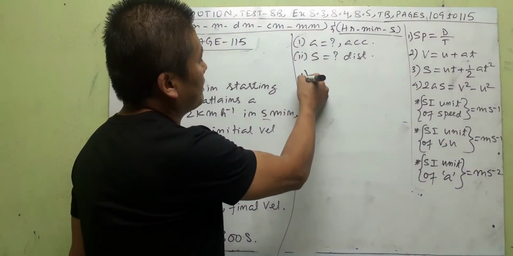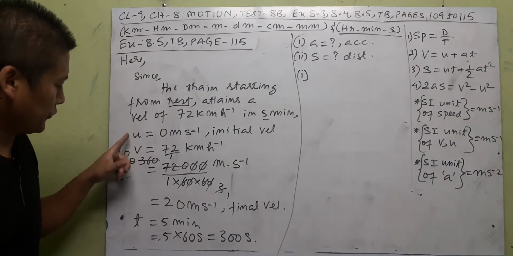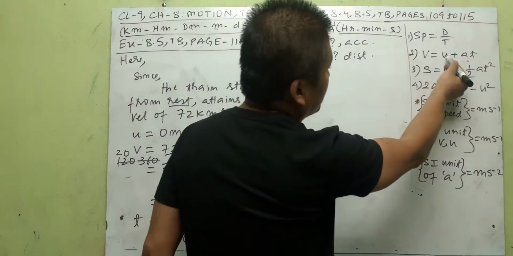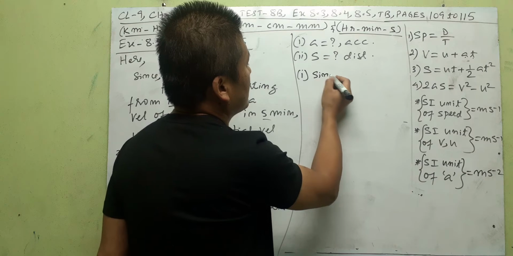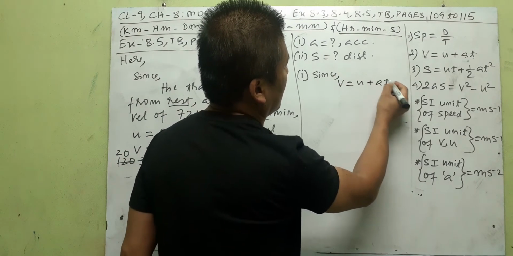So let us do part 1 first. Now here, you have to find out A by using these values. U, V, and T are there. So find an equation which has A, U, V, T. So we can use the first one, since V equals U plus AT.